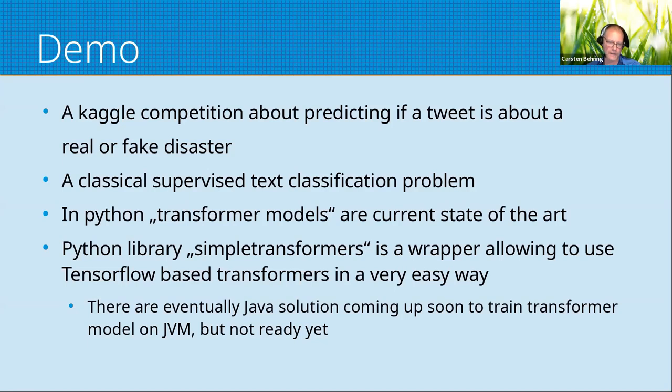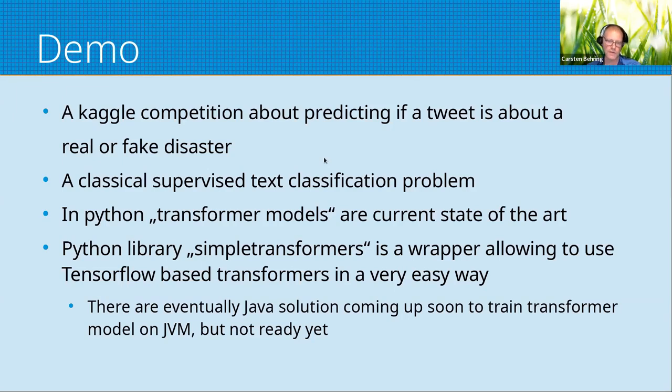There's now a rather new wrapper around these transformers, called the simple transformers library. It is a wrapper around these models. So basically in three or four lines of code, you can use them for your text classification problem. It requires very little code to train, evaluate, and use the model for inference.